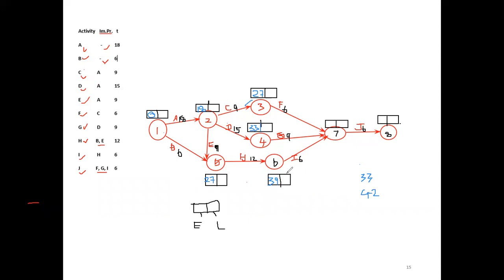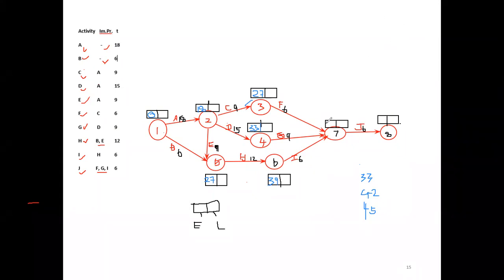Then for this route, already 39 plus I activity needs 6. Then 39 plus 6, 45. Since the critical path is the longest path, we have to consider that, even though this would finish in 33 days, we have to wait till it finishes. This second route needs only 42 days, then we have to wait. Then the third route needs 45. So we have to take the maximum one.